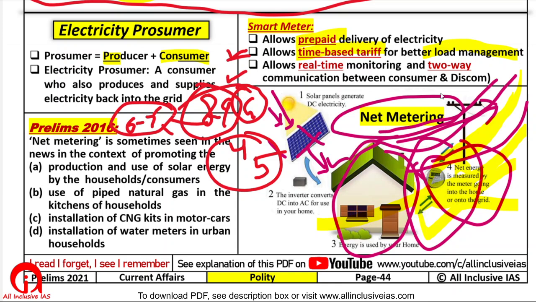It allows real-time monitoring, that is, in real time how much electricity which household is using. It allows two-way communication between consumer and DISCOM. DISCOM is the company which sends you your electricity bill. So it can tell in real time how much load which household is using and such things.